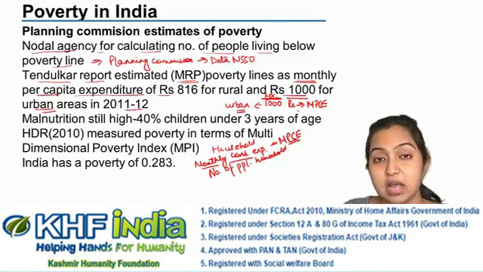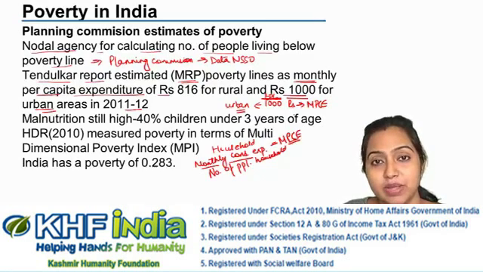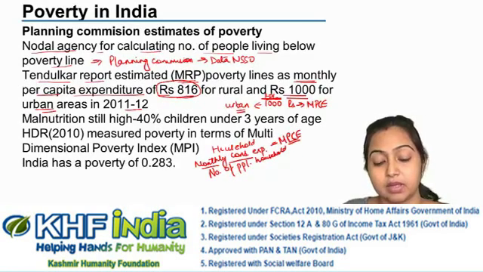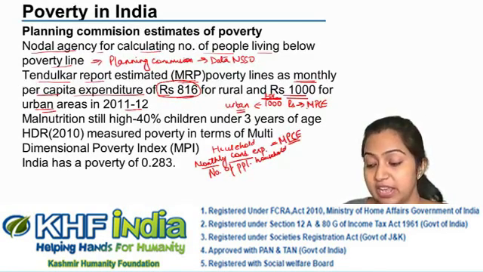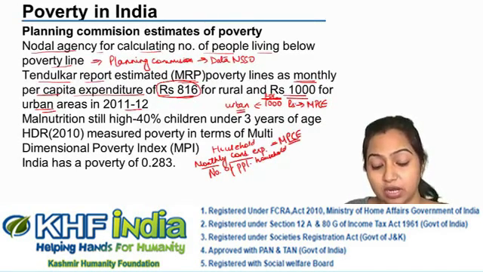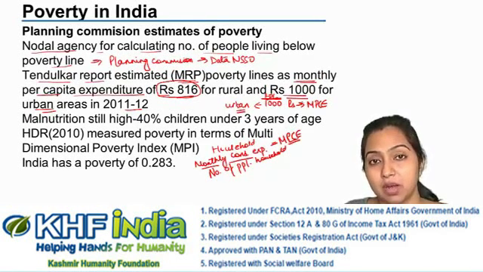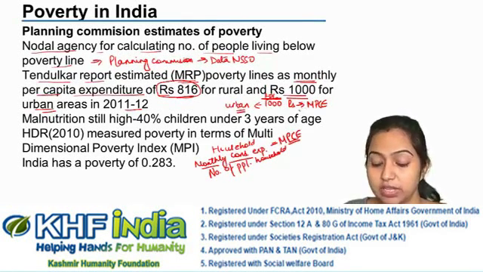So on an average, it comes out that if you are spending ₹36 daily on your survival, then you are above poverty line. And similarly for the rural area, it is ₹816. So according to the Tendulkar report, if the monthly per capita expenditure is ₹1,000 for urban areas, if you are doing that expenditure, you are above poverty line, and if it is not so, then you are below poverty line.